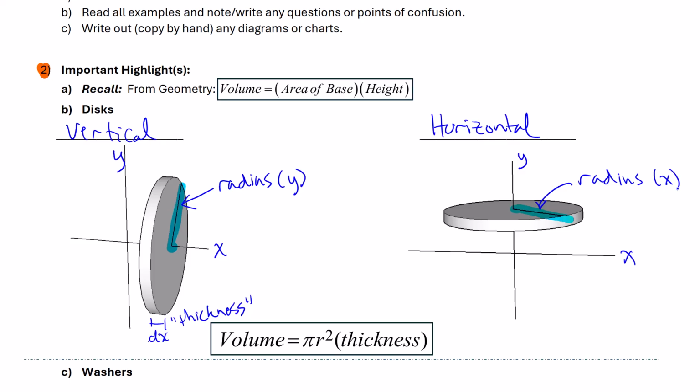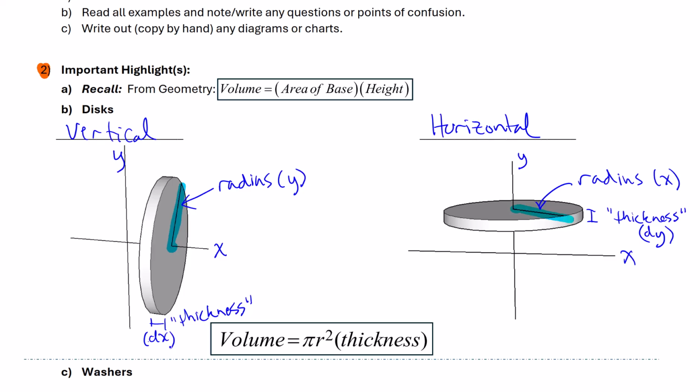But then, of course, this disk also has a thickness. But this thickness, notice, is the opposite of the first disk we looked at. This thickness now is extending vertically. And so that thickness will have a dy description for it. Again, the y variable representing the vertical thickness of it, just like dx representing the horizontal thickness of that first disk, the vertically oriented one.